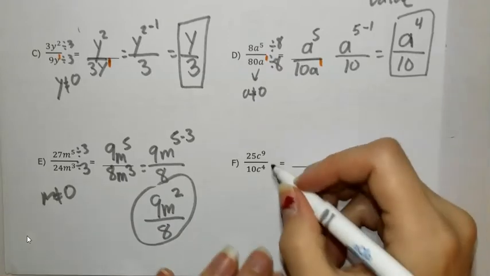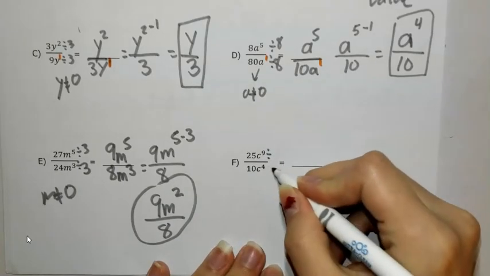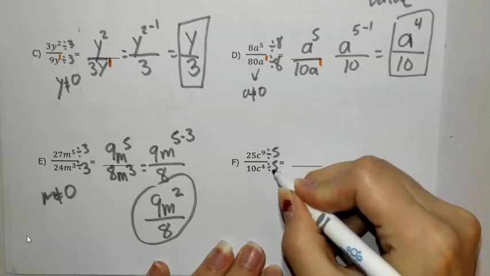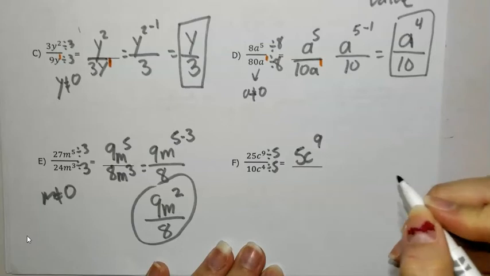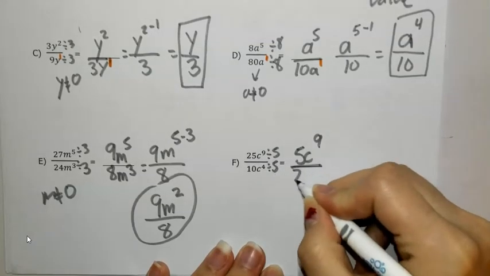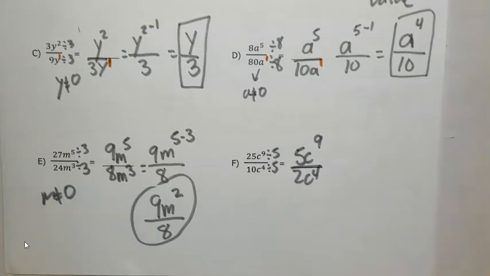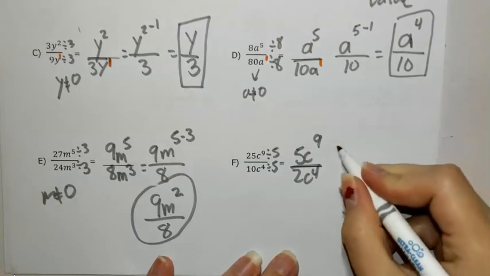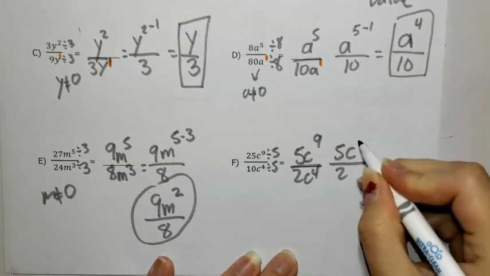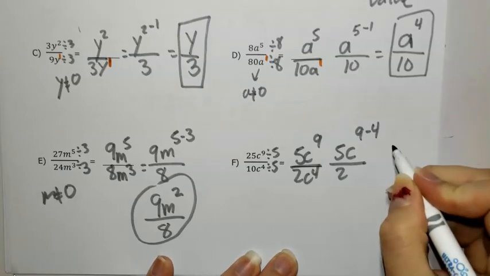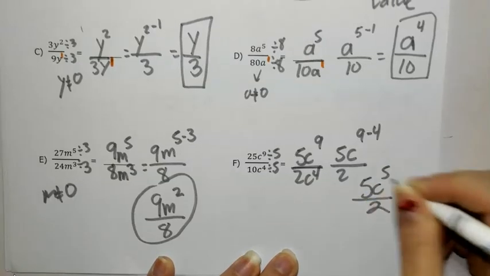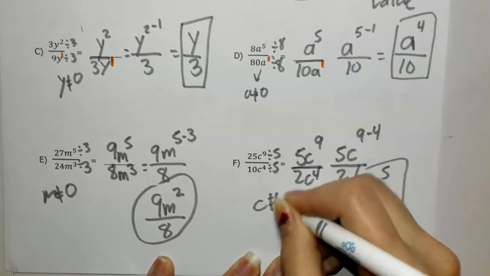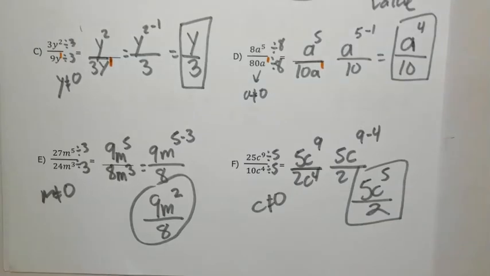And then for the last row on this page, what can you divide 25 and 10 by? Okay, let's divide by 5. 25 divided by 5 is 5, so we have 5c to the 9th. 10 divided by 5 is 2, 2c to the 4th. What do we do with the 2 c's? Subtract them, so 9 minus 4 is 5. So we have 5c to the 5th over 2. And of course, c can't equal 0. Alright, let's turn to the next page.